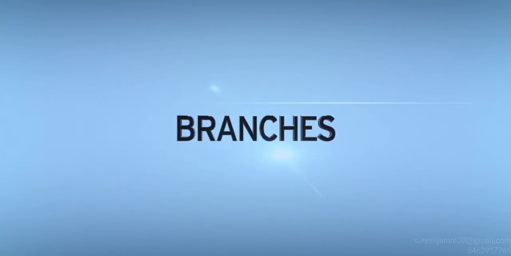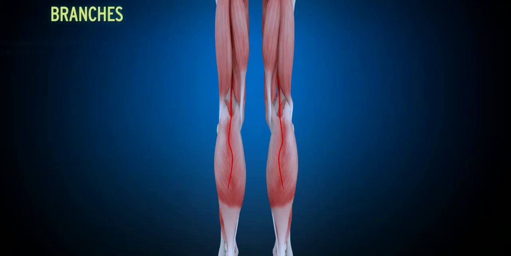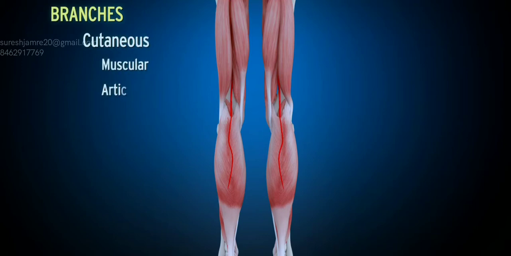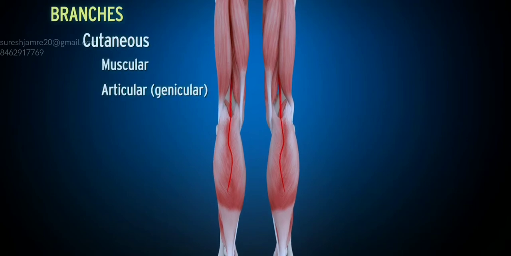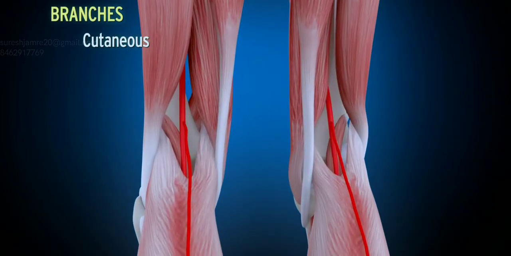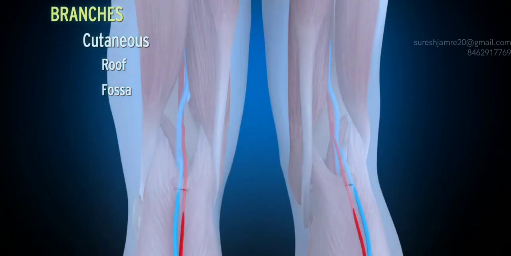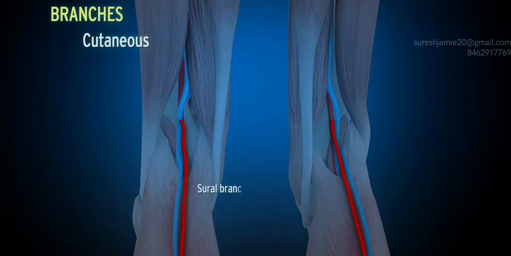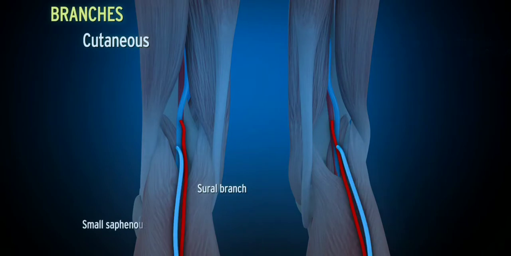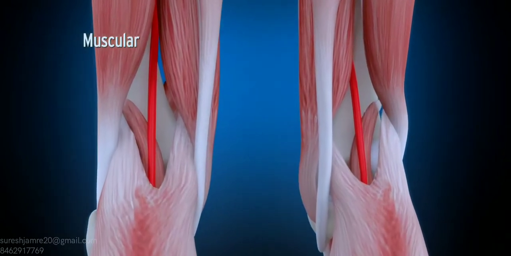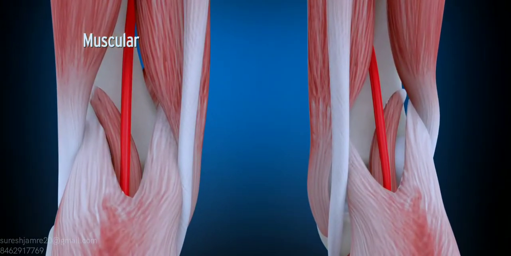Branches. These are cutaneous, muscular, and articular or genicular. Cutaneous branches pierce the roof of the fossa and supply the skin of the back of leg. One branch, sural branch, may accompany the small saphenous vein. Muscular branches supply the adjacent muscles.